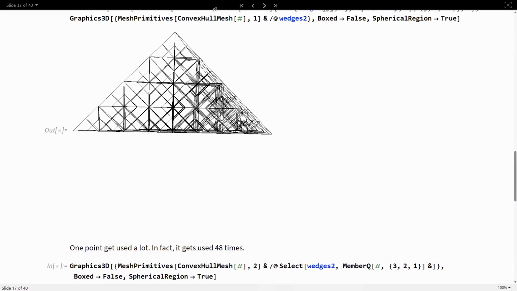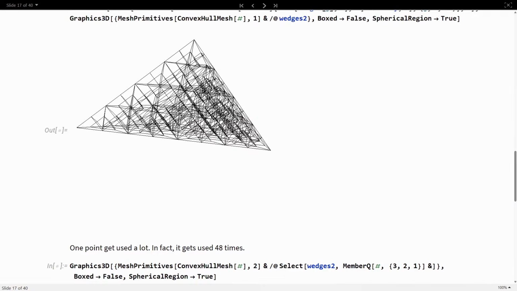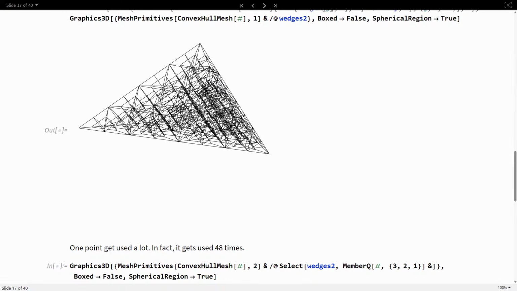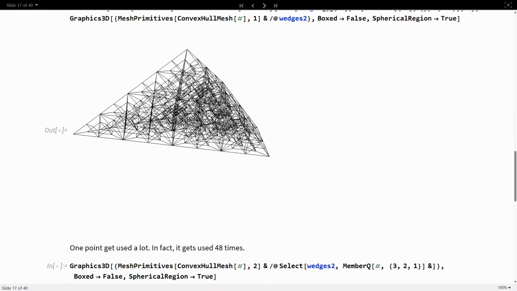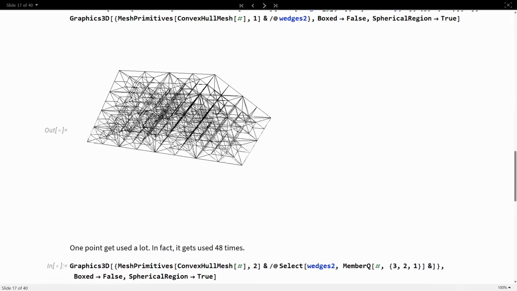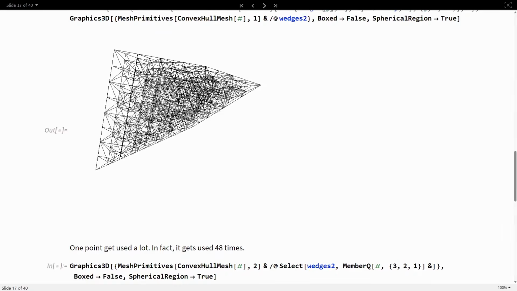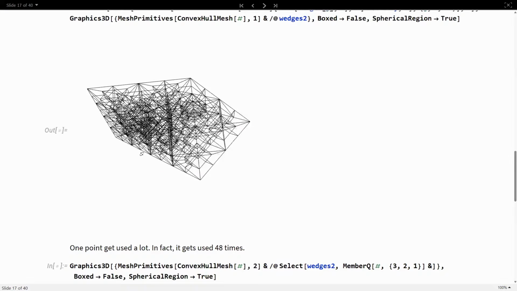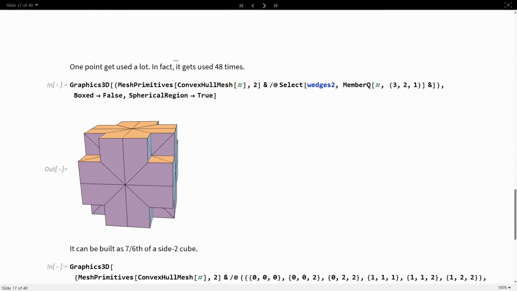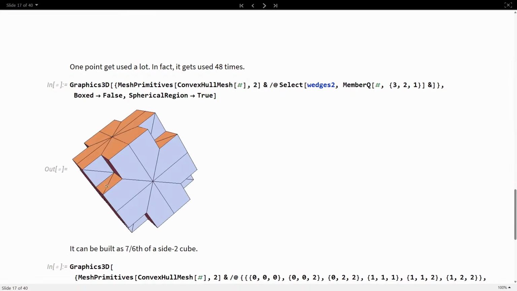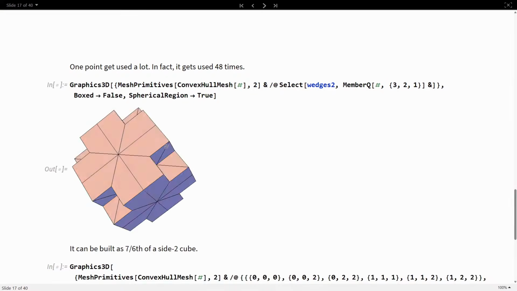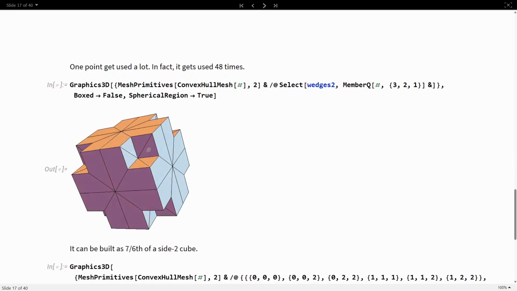And notice there's a point in here which seems to get used a lot, right around here. Turns out that's the point 321. So we can take a look at how that's used. In fact, it gets used 48 times. Here are all the wedges that use 321.